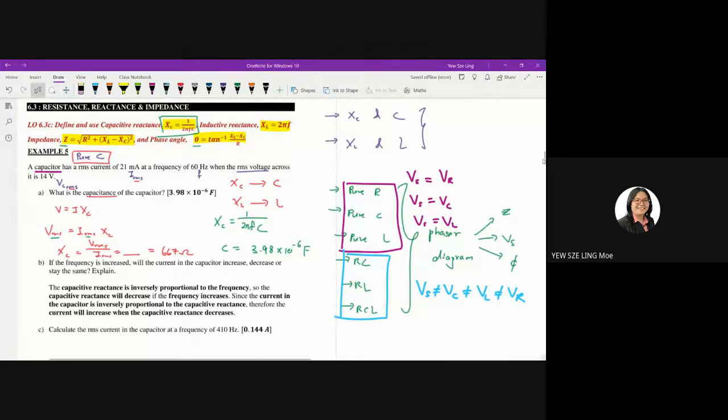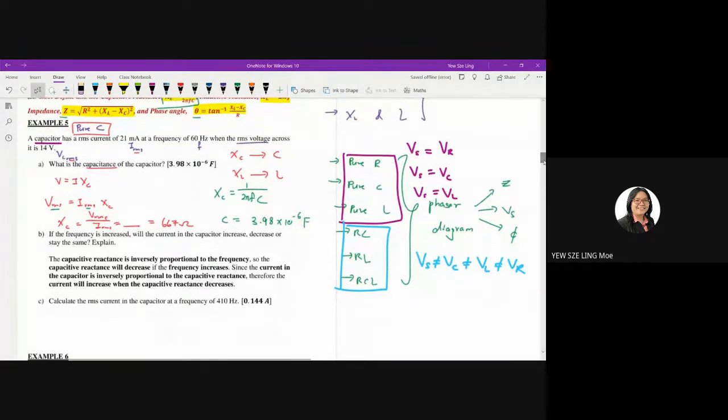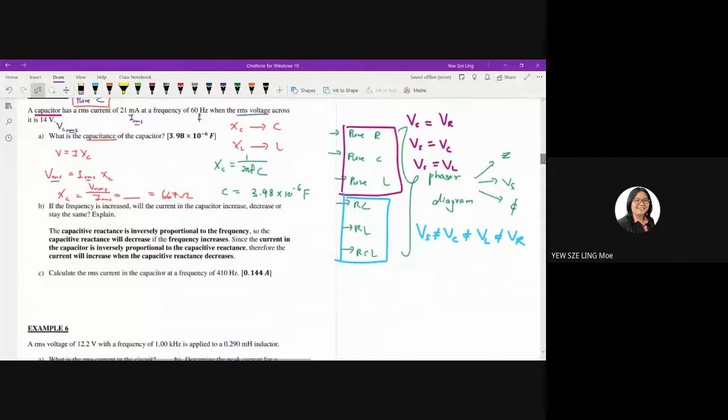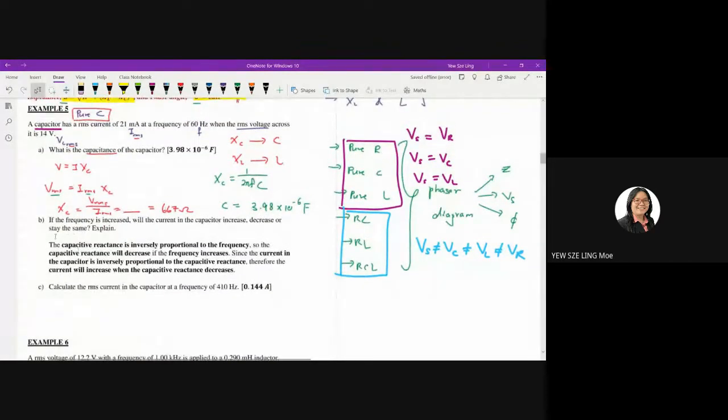Okay, so question 5A, example 5A done. Now let's look at 5B. For 5B, actually, I don't encourage you to do it like the answer scheme given. What I want you to do is write it in equation form. So if frequency is increased, will the current in the capacitor increase, decrease, or stay the same?